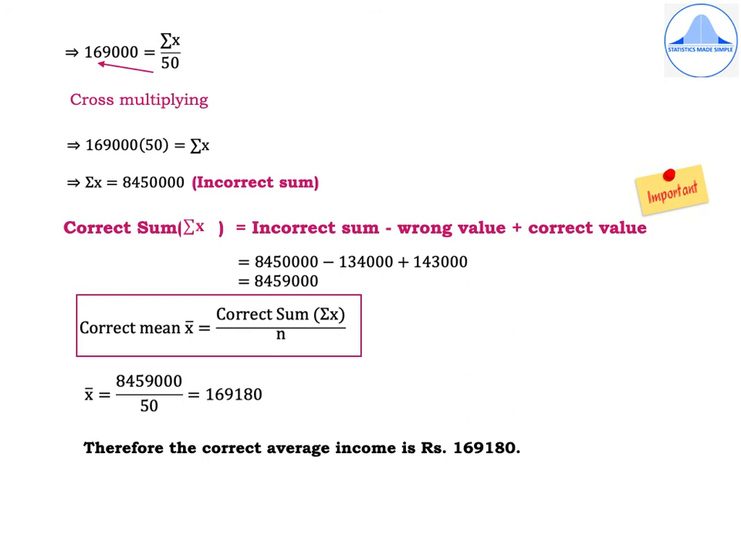84,59,000. The correct mean is denoted by x bar, which is equal to correct sum, which is nothing but summation x divided by n. So you get x bar is equal to 84,59,000 divided by 50, which is equal to 1,69,180. Therefore, the correct average income is rupees 1,69,180.